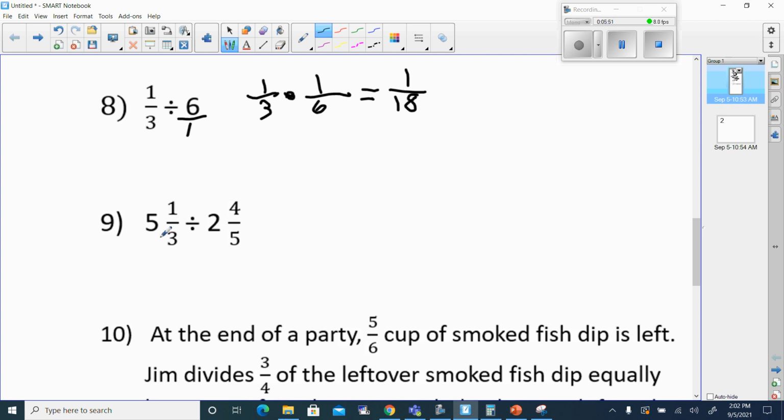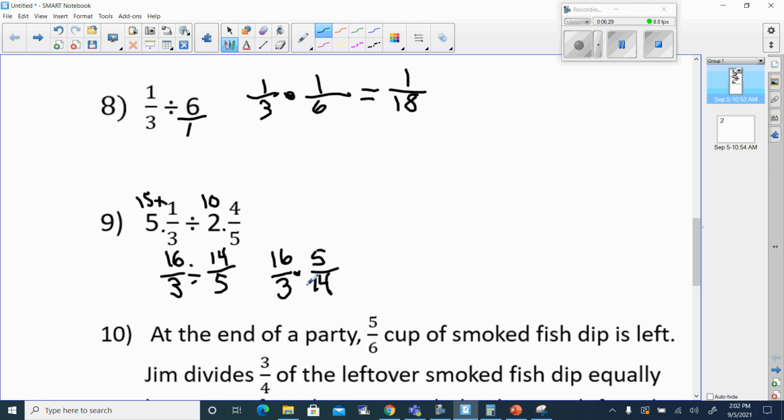Number 9 has 5 1/3 divided by 2 and 4/5. And that means I have mixed numbers, so I use around the world when I do this. 3 times 5 is 15, and 15 plus 1 is 16. So this is really 16/3. And then 5 times 2 is 10, and 10 plus 4 is 14. And now we're going to use keep change flip. We're going to keep that first fraction the same, 16/3. We're going to change from division to multiplication, and we're going to flip that next one to be 5/14.